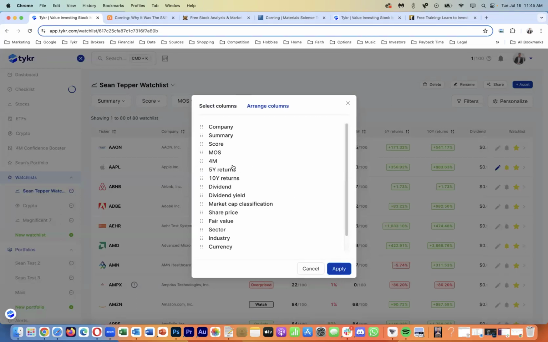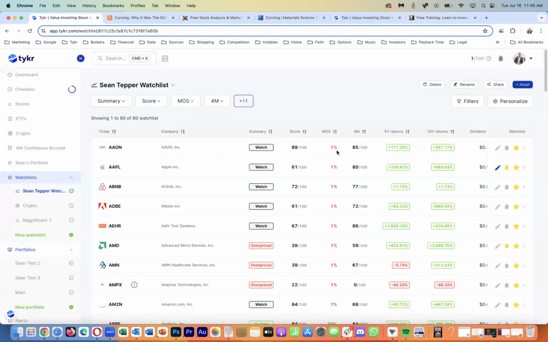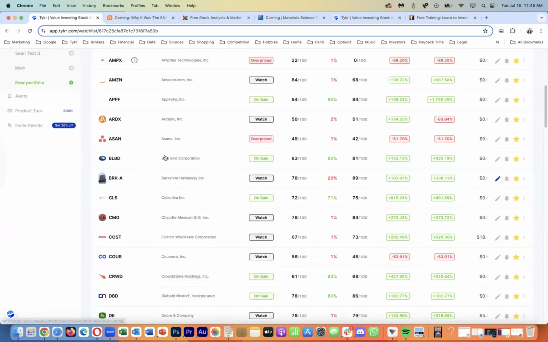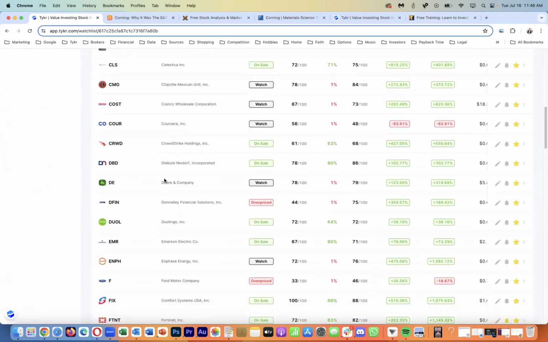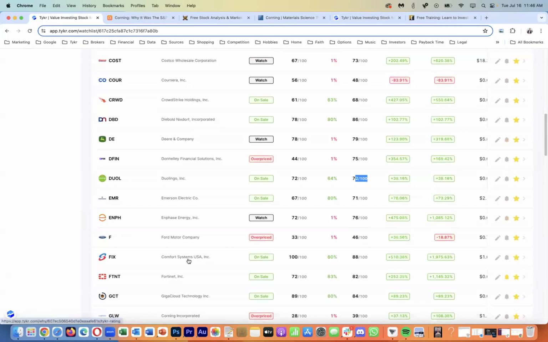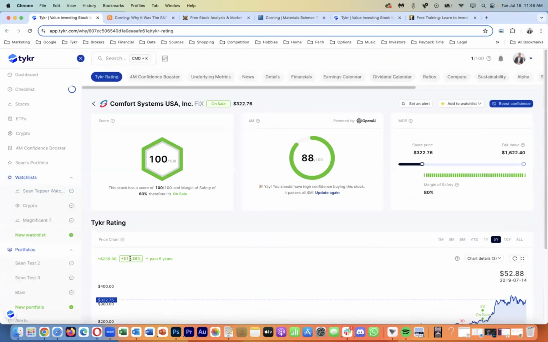Then I'd like to see the 5-year, just to get an idea, like, hey, does it beat the S&P 500 by 80%? So you can see here, okay, Aon is a watch, although the 4M is high, so that doesn't quite meet my criteria to buy. Let's keep going down. I see Duolingo's on sale, but it's got a 72, so not quite there. All right, we've got Comfort Systems. Here we go. This is one of the stocks at the top of my watch list.